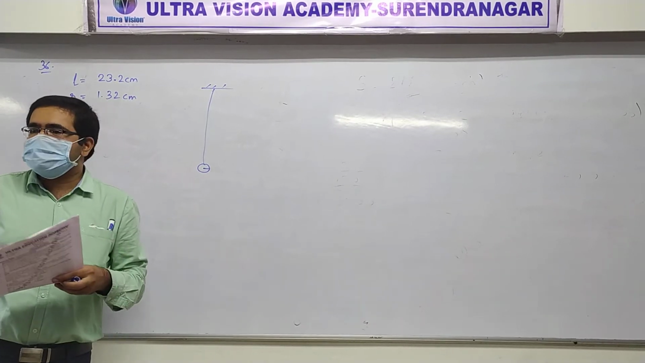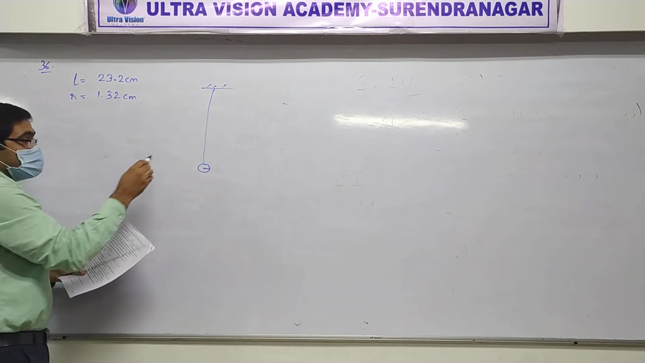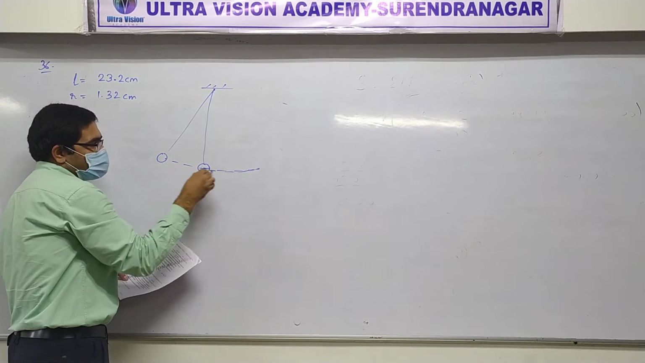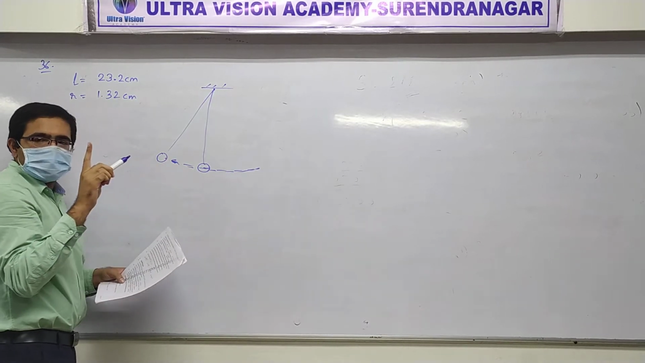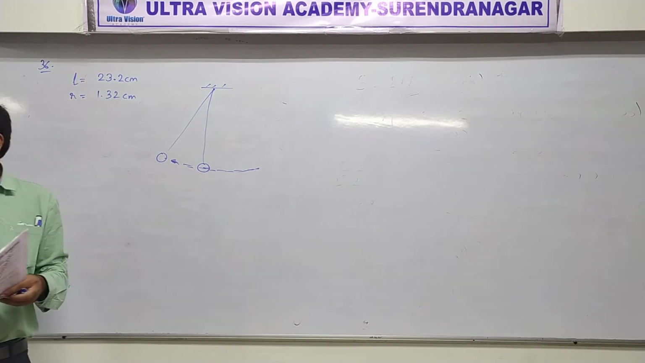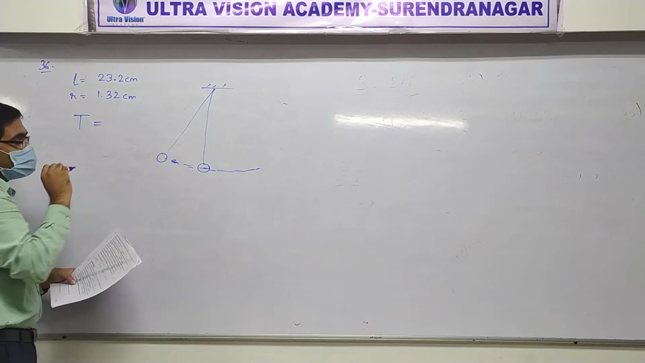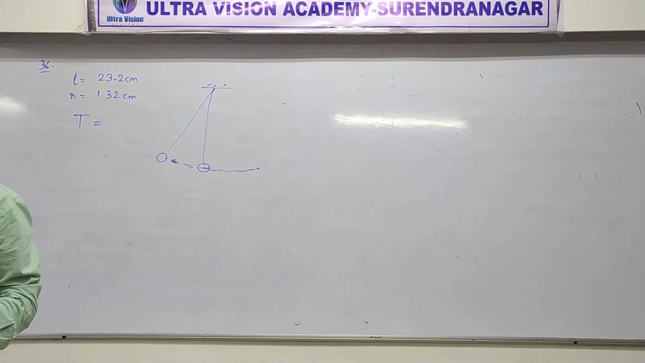Time taken for 10 oscillations. What do you think of 10 oscillations? Suppose you started from here and go like that, come back. That is called 1 oscillation. Okay or not okay? Like this, how many times? 10. So the time period means time for one oscillation, not for 10.